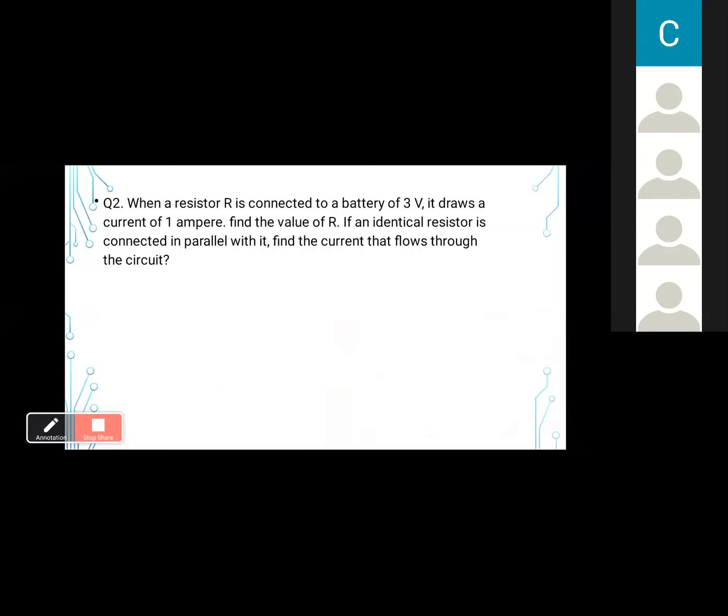Ma'am, how many marks does a diagram carry? It depends upon the total marks of the question. Sometimes 1 mark, sometimes 2 marks, it depends. If it's coming for a 3 mark question, it carries 1 mark. If it's coming for a 5 mark question, it carries 2 marks.